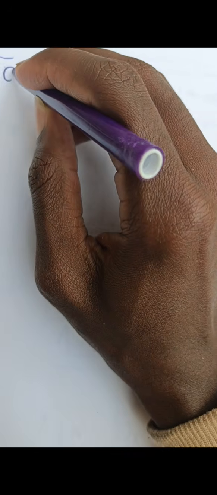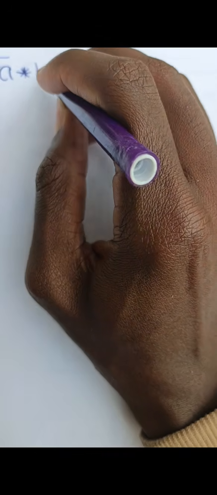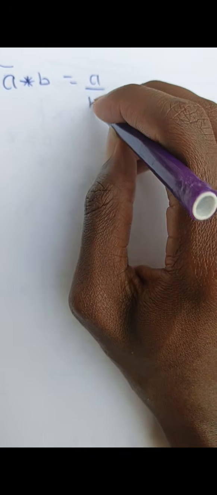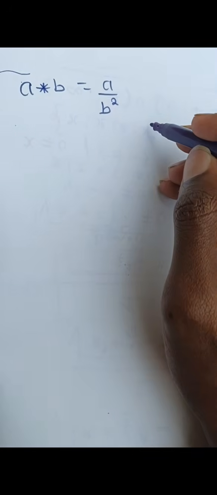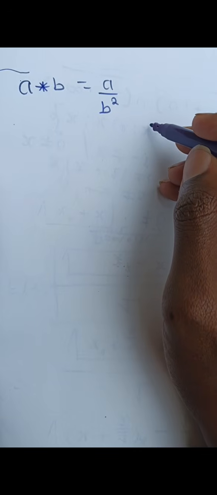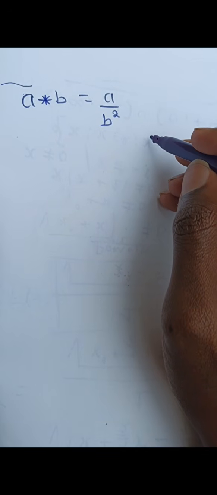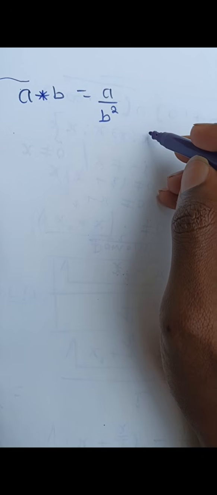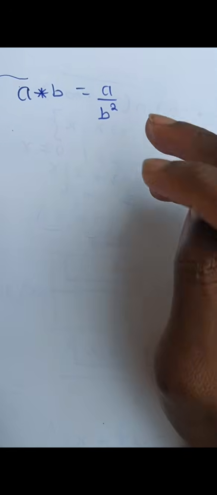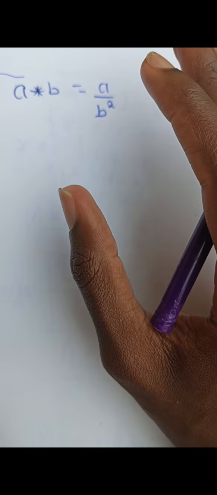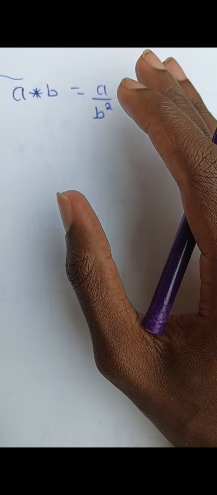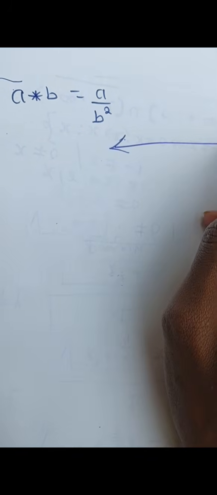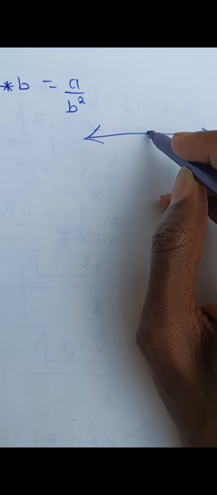We have a binary operation, a * b is equal to a over b to the power 2. This is the formula given, right? Now they want us to see if the operation is defined on the set of real numbers. So we are going to come up with possible real numbers. The easiest thing you can do is to view it from the number line perspective.